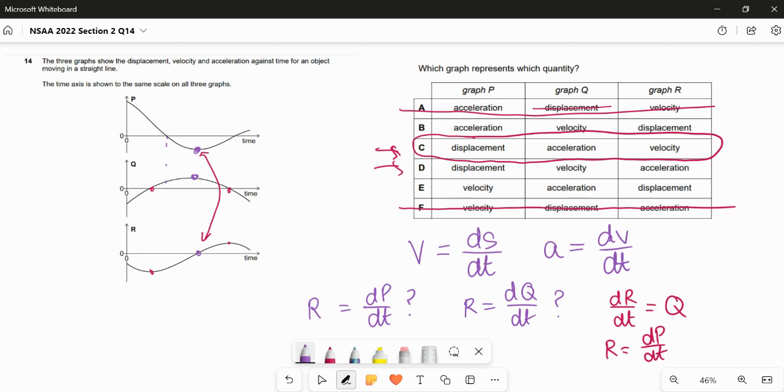Could P possibly be the derivative of Q? So if we differentiate this, we get positive, positive, positive, and then we get positive, positive, positive here. So P could not be the derivative of Q either. So this is just a good way to check whether any of the other possibilities might have worked, might not have worked, but we can be pretty convinced that graph P is a displacement, graph Q is acceleration, and graph R is the velocity.